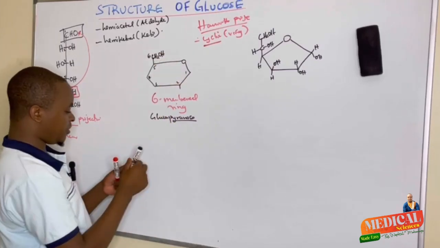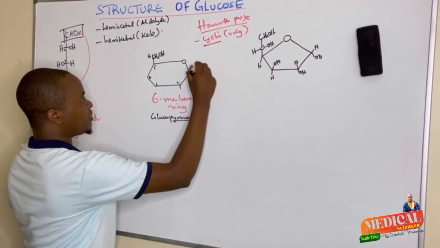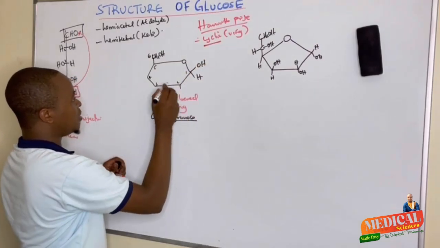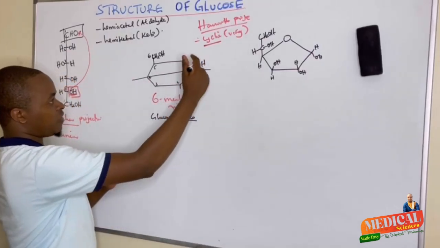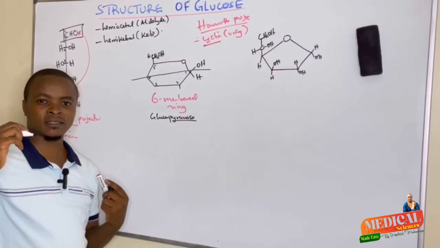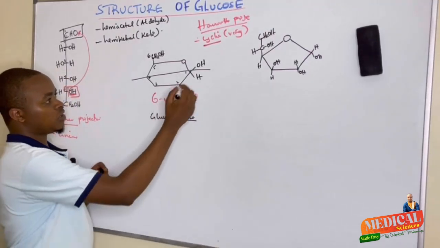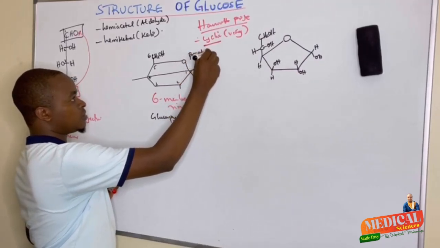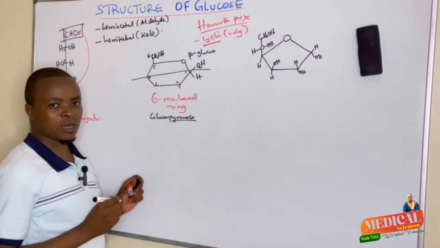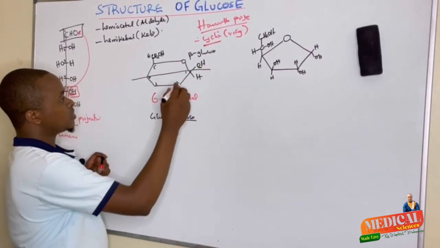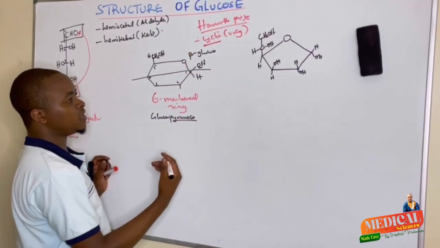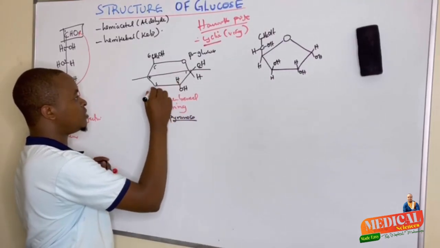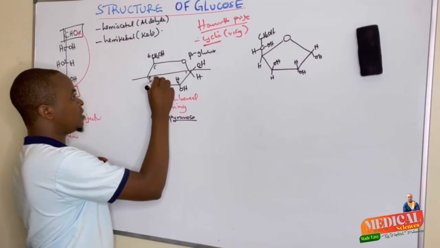We form a 6-membered ring, and if the hydroxyl group is above the plane, we call it beta. When we draw the plane and find the hydroxyl group on carbon number 1, which we call the anomeric carbon atom, above the plane, this becomes beta glucose. And if it is below the plane, that is alpha. So here we shall have the hydroxyl group, then the hydrogen, then the hydroxyl group.